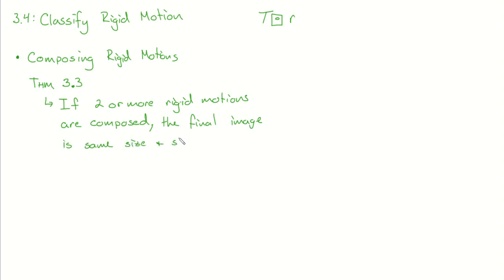Now, I've worded this a little bit differently than your book does. Conceptually, it's the exact same, but I'm okay with this. Another way to say it, though, is that if we compose two or more rigid transforms, the overall transformation is rigid. Nothing changes shape or size, but we can change location, orientation, that sort of thing. But same shape, same size, I think says the same thing.